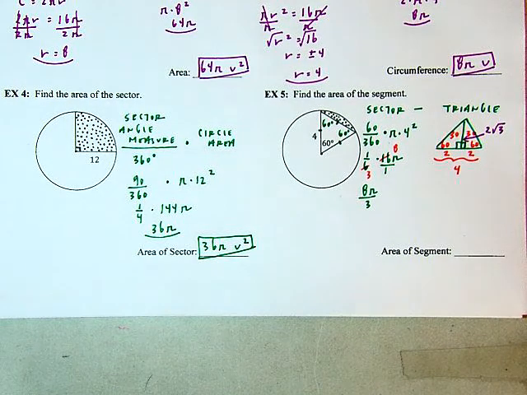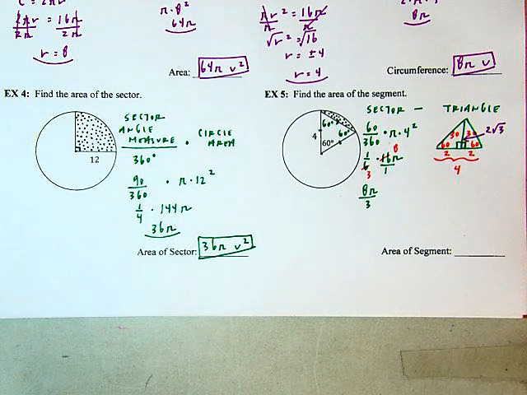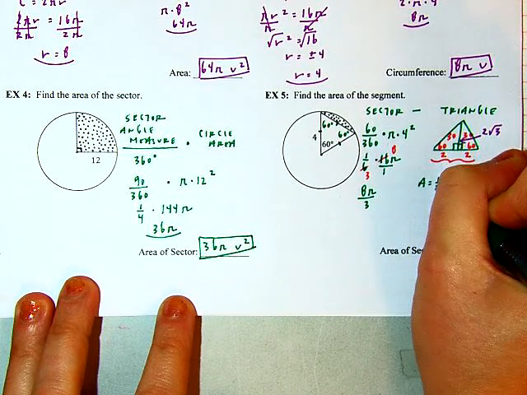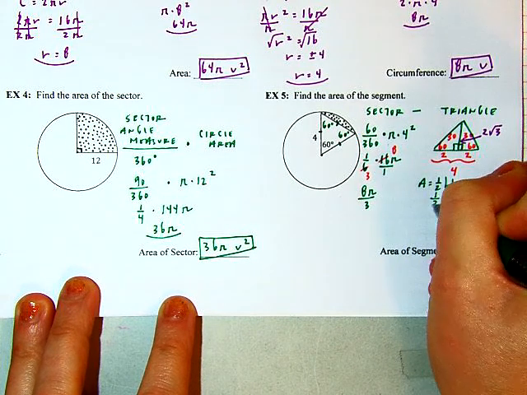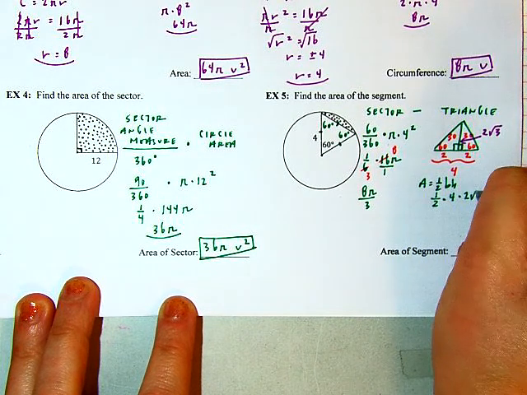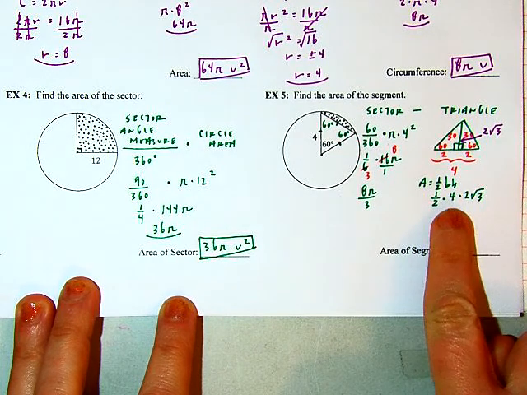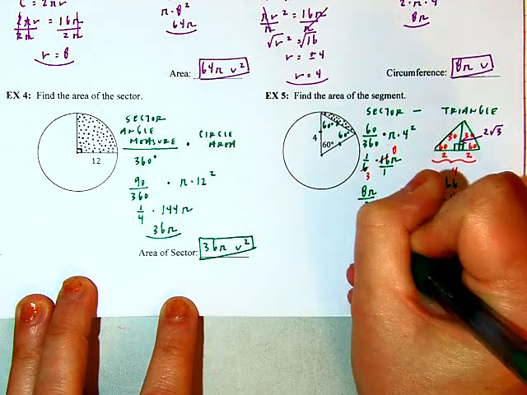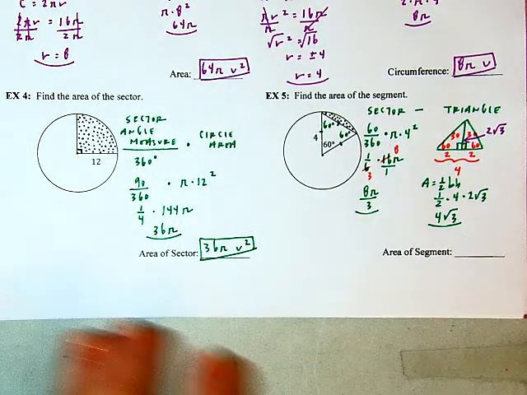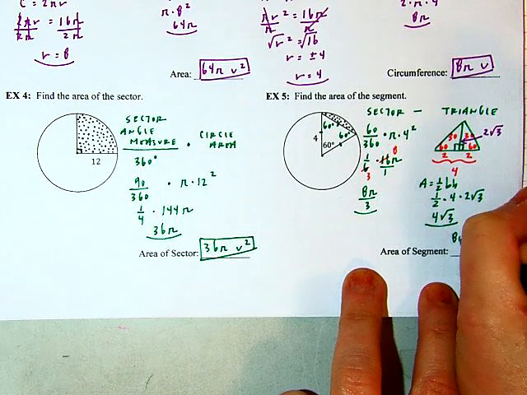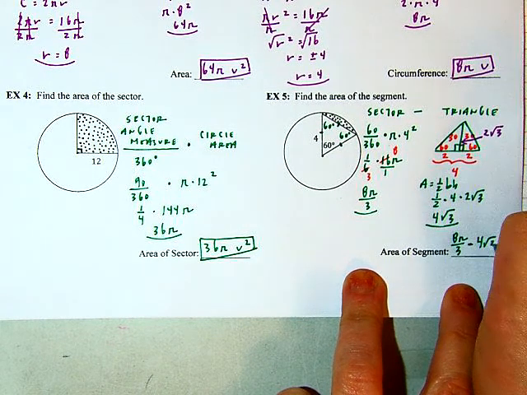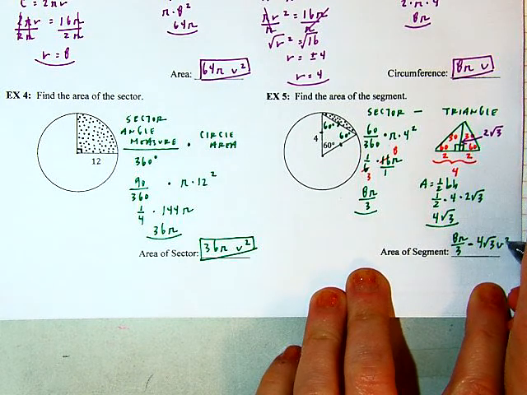Now it's equilateral, so I could do 1/2 apothem times perimeter, but if I know a side, I usually just split it down the middle, so I can do 1/2 base times height. So area is 1/2 base times height. So 1/2 of 4 times 2√3. 1/2 of 4 is 2 times 2, we're back to 4, so 4√3. So I have this part and I have this part, and I have to subtract them. So I have 8 pi over 3, and then take away 4√3, and then leave your answer as units squared.